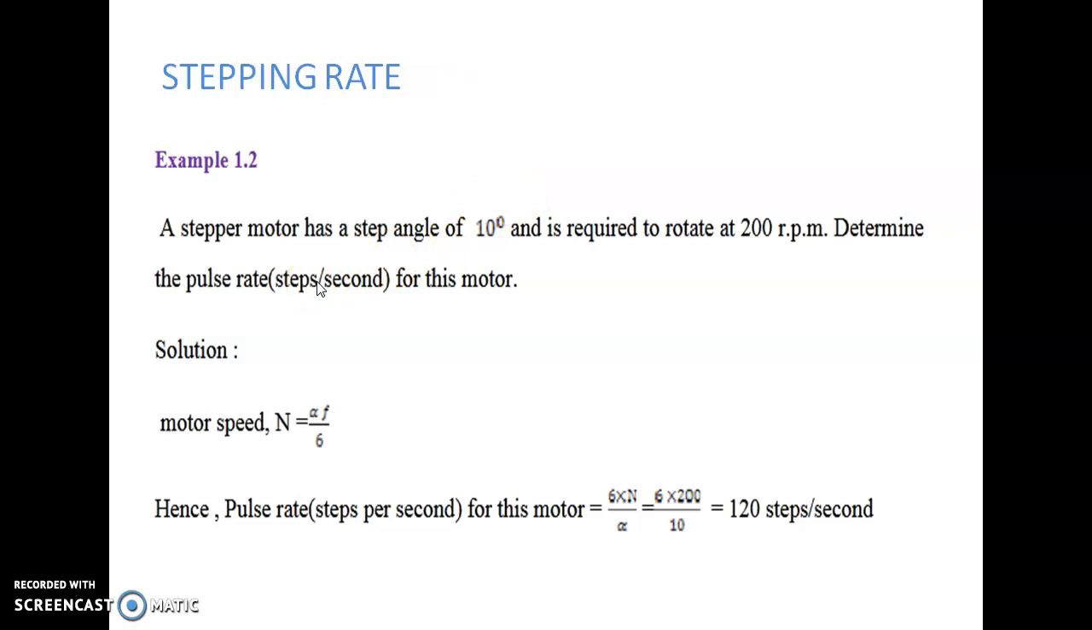So, here we will use the formula we have, that is motor speed n equals alpha f by 6. So, the pulse rate here will be 6 into n by alpha. That is, if we have to calculate the number of steps per second. So, after putting all the values, alpha value and n value, we will get the answer as 120 steps per second.